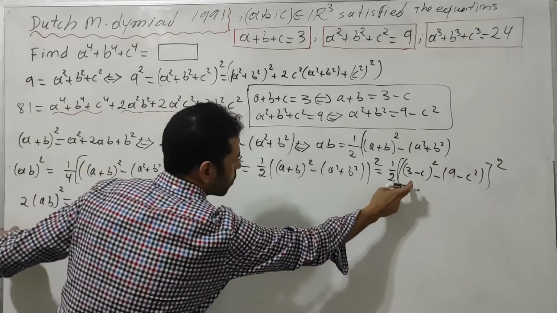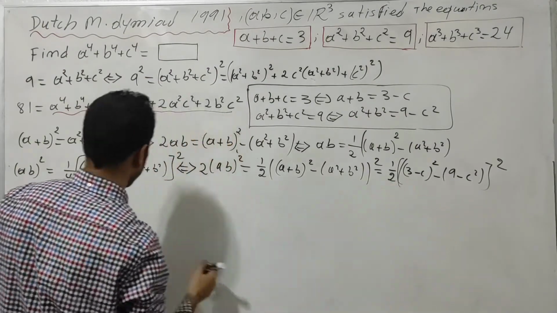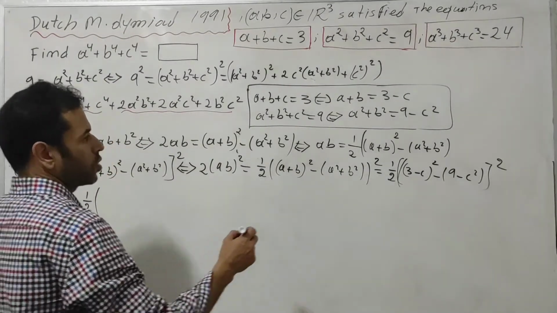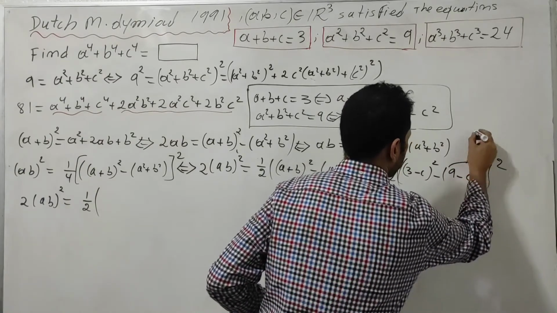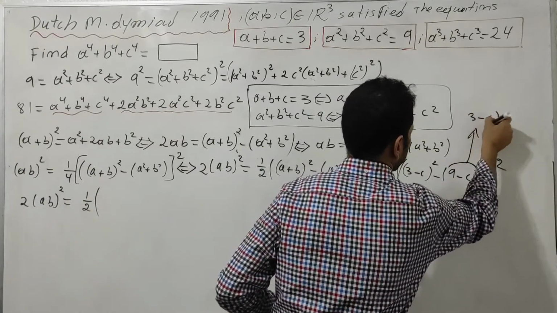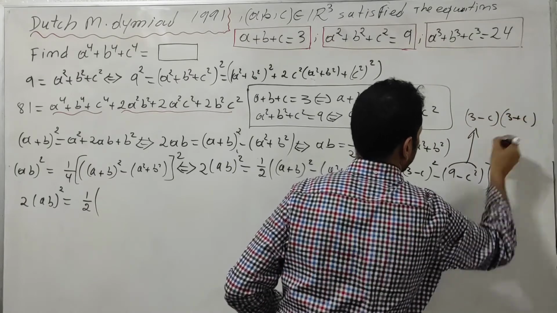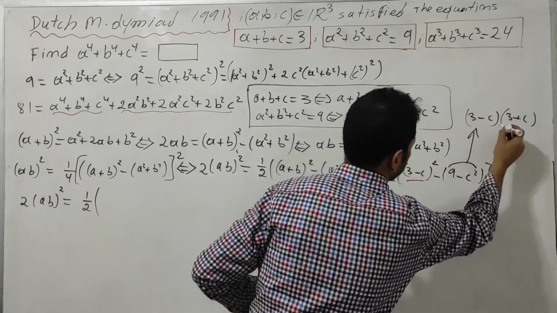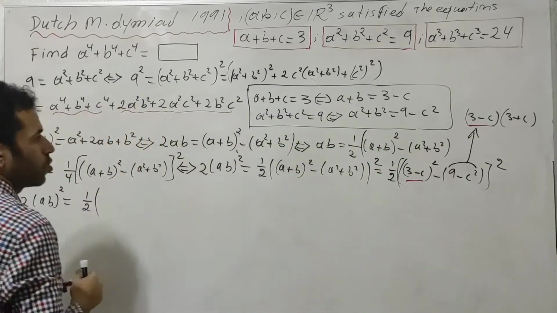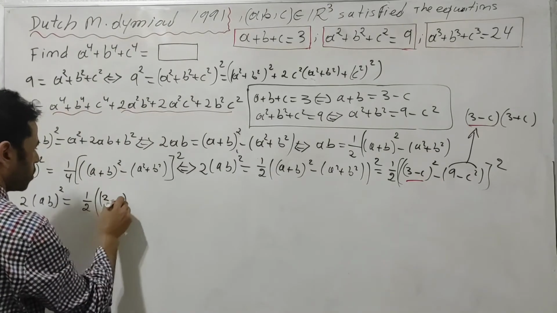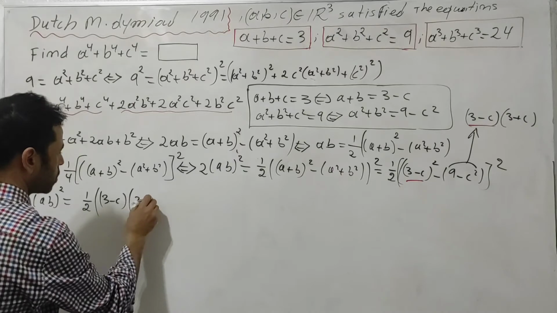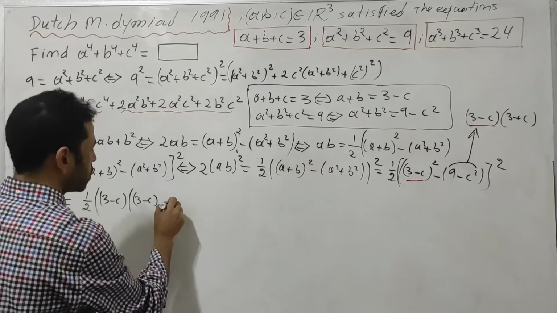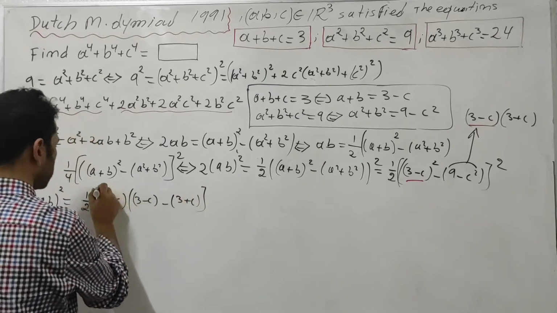I'm going to put 3 minus C as a common factor. Before I do that, I'm going to factor out 9 minus C square. If you take a look, this term gives me 3 minus C multiplied by 3 plus C. So I'm going to take 3 minus C and 3 minus C as a common factor. So I will have 3 minus C multiplied by 3 minus C by itself minus 3 plus C. The whole thing is squared.